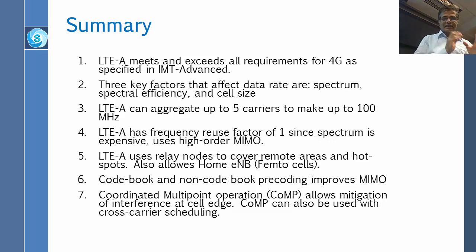Now, three key factors that affect data rate are spectrum, spectral efficiency, and cell size. Now, there is no magic anywhere. When you want to get a higher data rate, in all the technologies that we have discussed, there are only three ways. Either you get more spectrum, which is what we did in AC and everything else, going from 20 to 40 to 80 to 160, and here same thing. Second thing is spectral efficiency, how you code them. That is where most of the magic comes in. And then the cell size, you reduce the area.